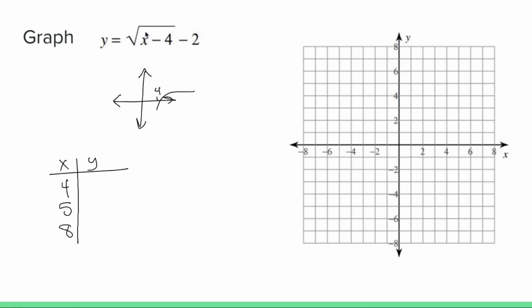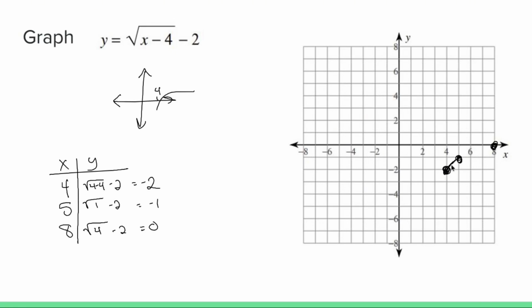So if I do 4, I get the square root of 0, which is 0, and 0 minus 2 is -2. If I do 5, I get the square root of 5 minus 4, which is 1, and 1 minus 2 is -1. And if I do 8, that's the square root of 4, which is 2, and 2 minus 2 is 0. So my picture is going to look like 4, -2; 5, -1; and 8, 0.